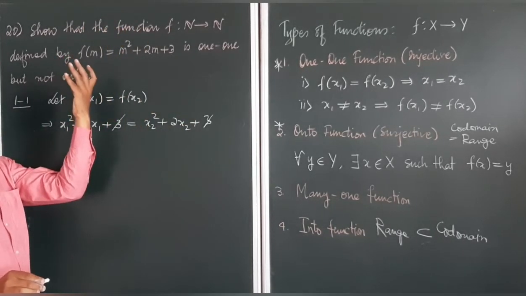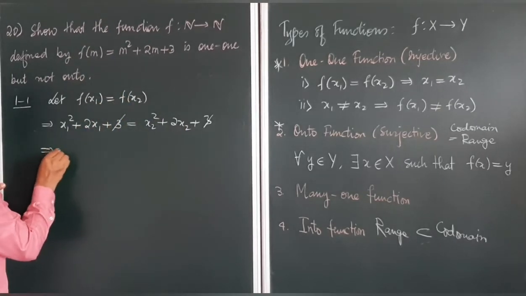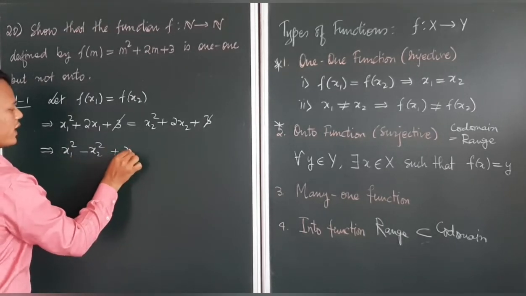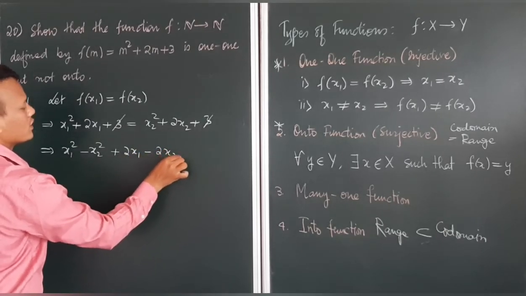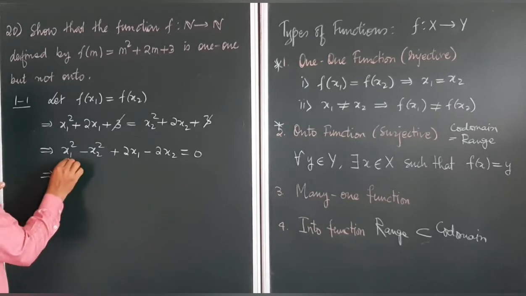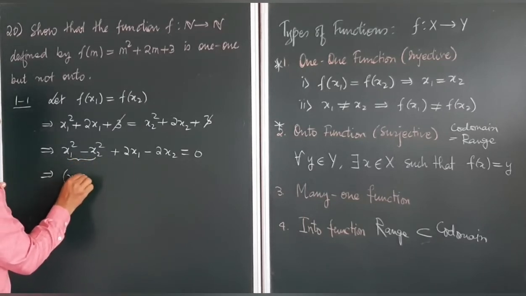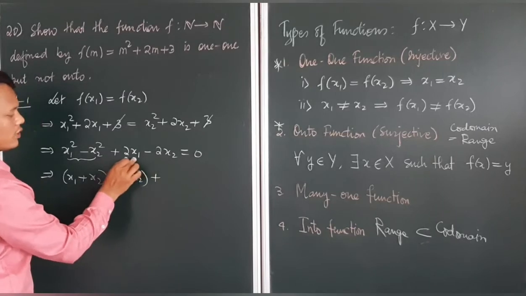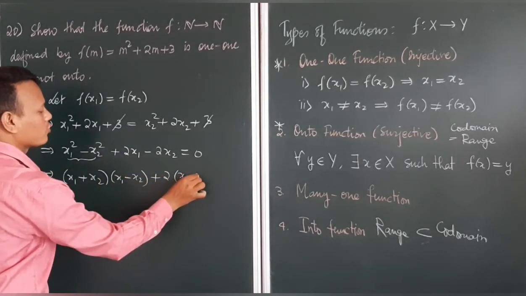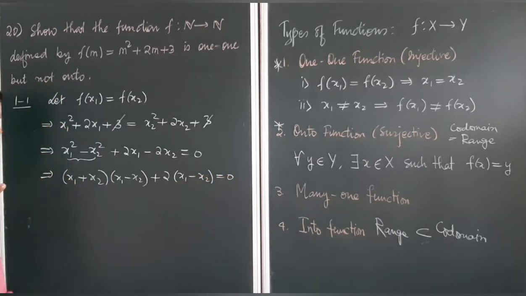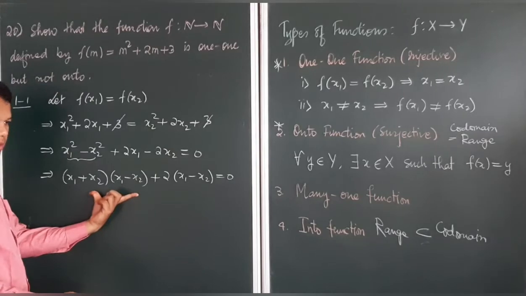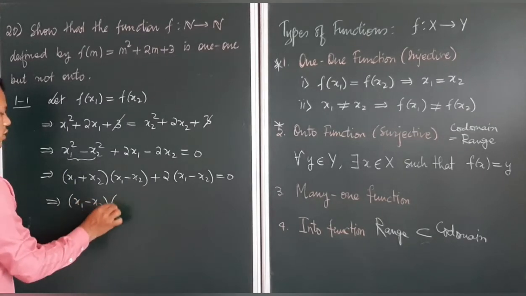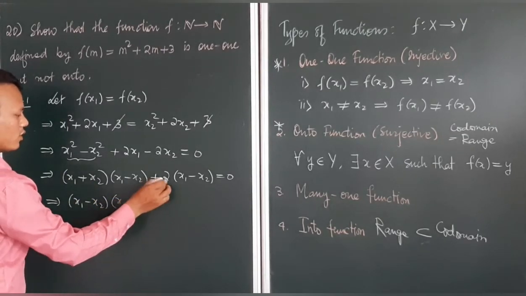So let's take everything to the left hand side. We have x1 square, and this comes over here becoming minus x2 square, plus 2x1 minus 2x2 equals 0. We can factorize this. The first part becomes x1 plus x2 into x1 minus x2, and from the second part we see that 2 is common, so taking out 2 we have x1 minus x2. Now with this and this there is a common factor, x1 minus x2. So let me take x1 minus x2 outside.